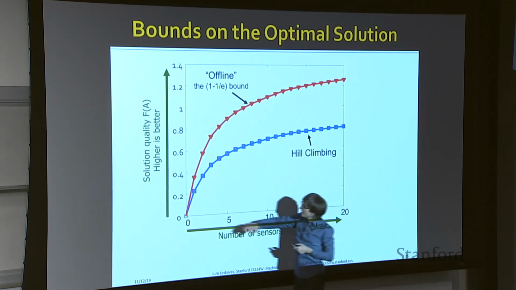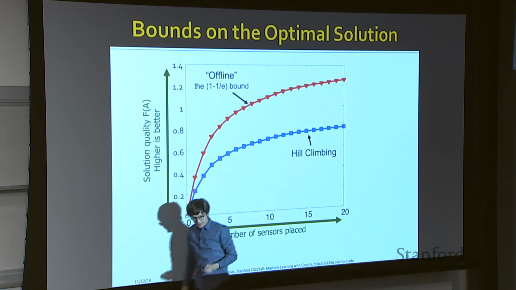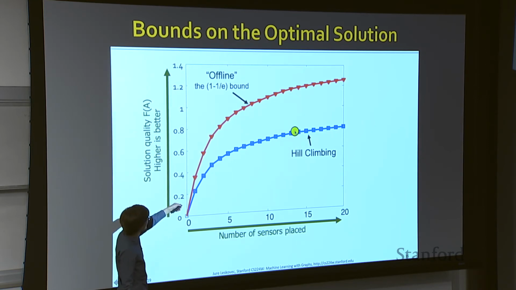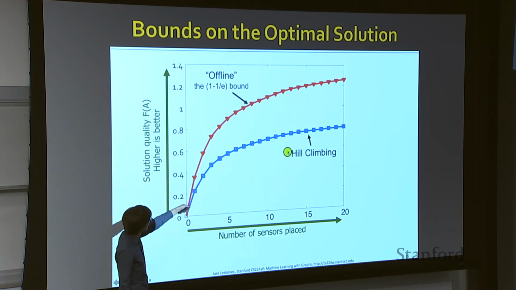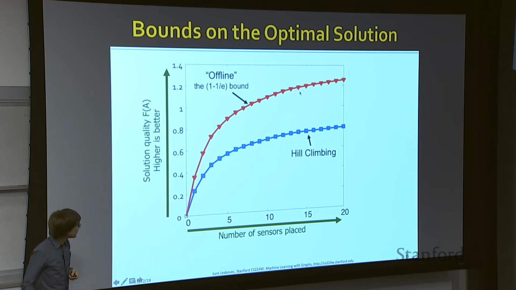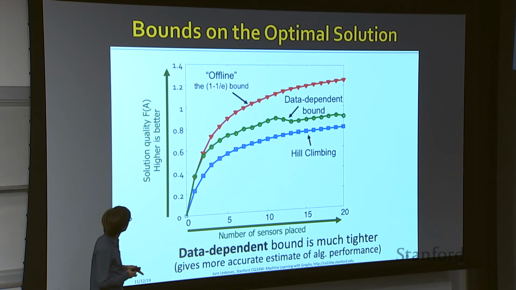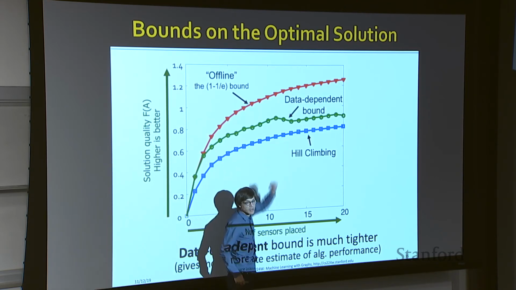And then the offline bound says that the optimal solution is somewhere between blue and red, right? If this is wherever we are, if this is 63%, then this is 100%, so this is just this value divided by 0.63, and we get up here. And we know that the optimal is somewhere in this band between red and blue. If you now compute the data-dependent bound we just computed, the data-dependent bound is the green line.